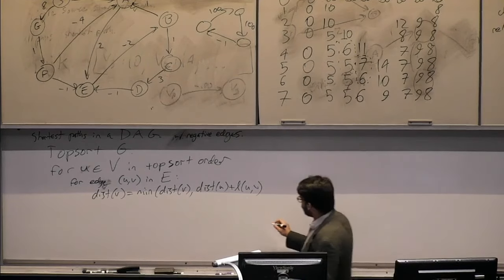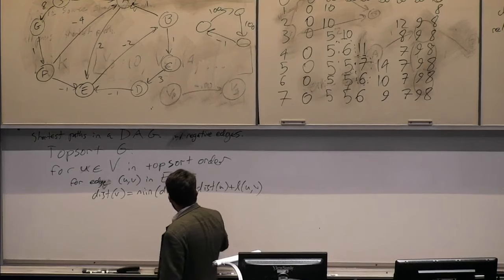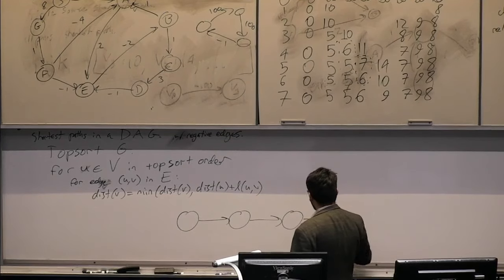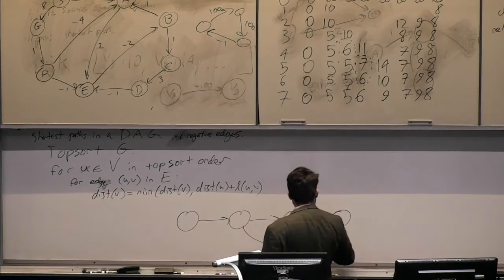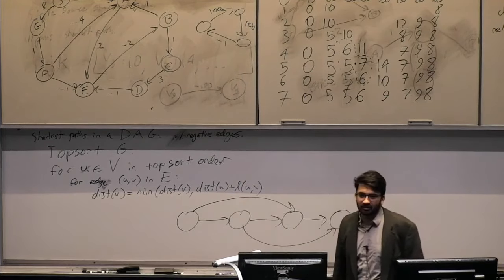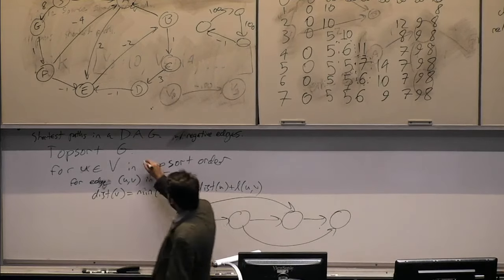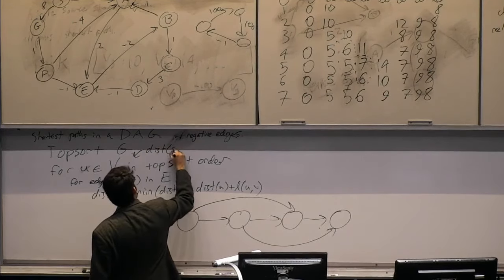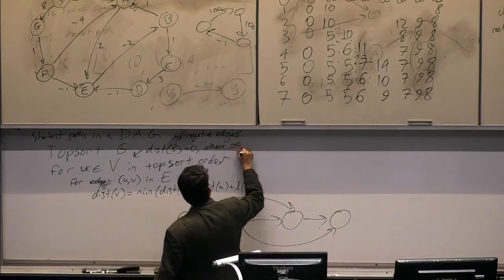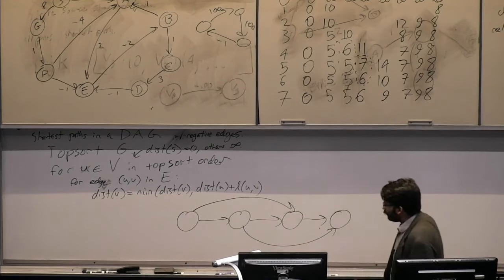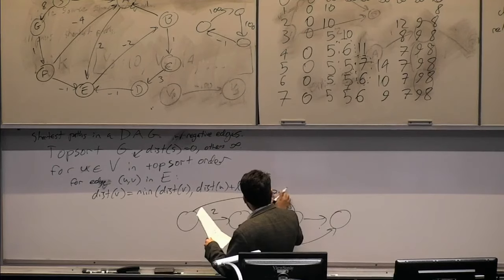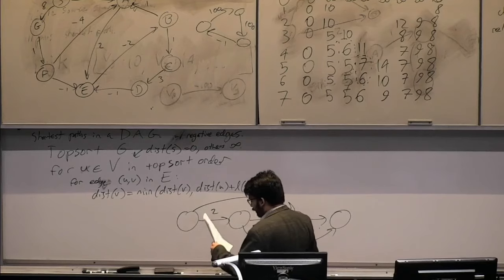Let's do a quick example of this one. I'm missing something: you initialize the start, dist S, to take on zero, others infinity, right? So once you've computed the top sort of the DAG, you simply look at the vertices in order, and you don't have to look backwards, right?